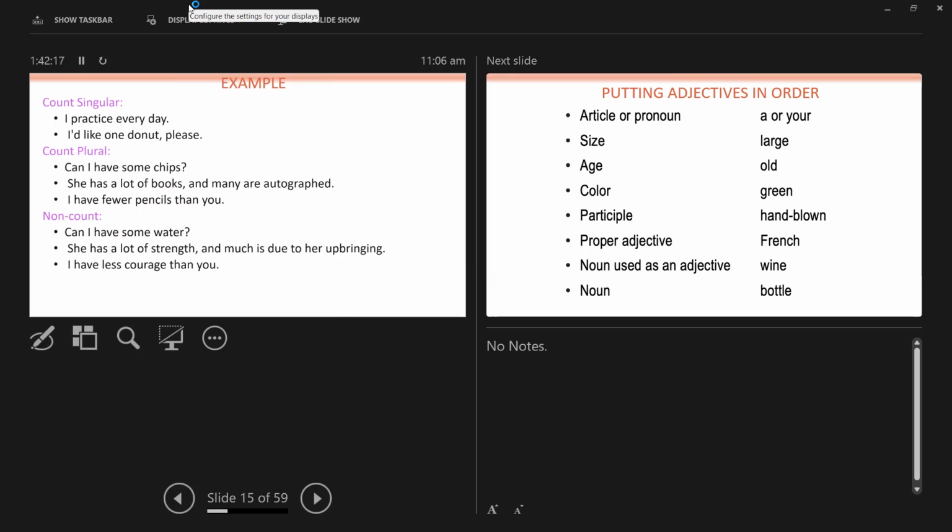So, more examples. I practice every day. Every is the quantity adjective which describes day. I'd like 1 donut, please. Ano yung quantity adjective dito? 1. As in Marites. Joke lang. Hindi para Marites. Kabilang store. Okay, count plural. Can I have some chips? What's the quantity adjective? Some.